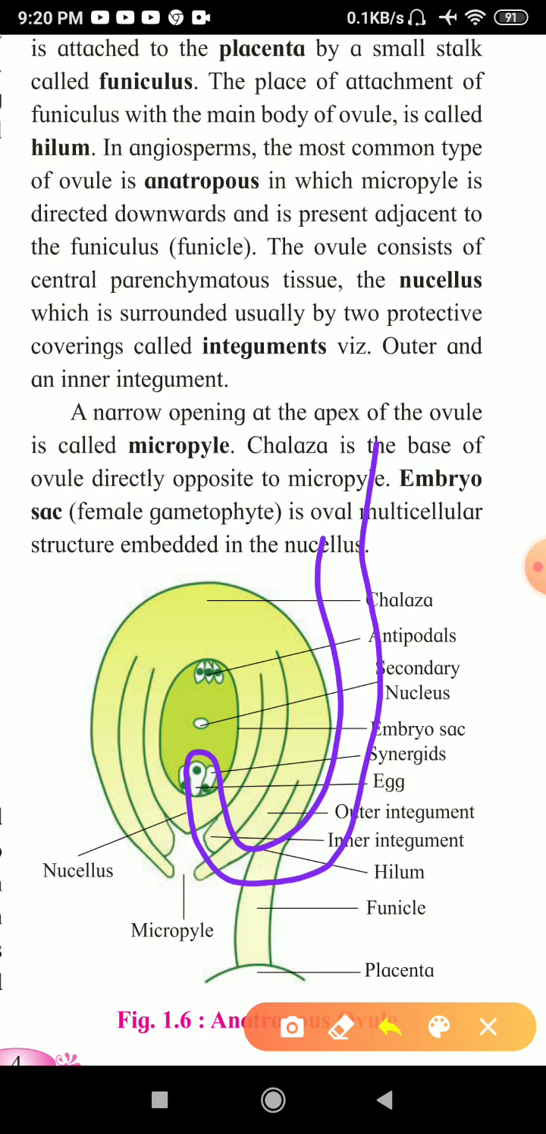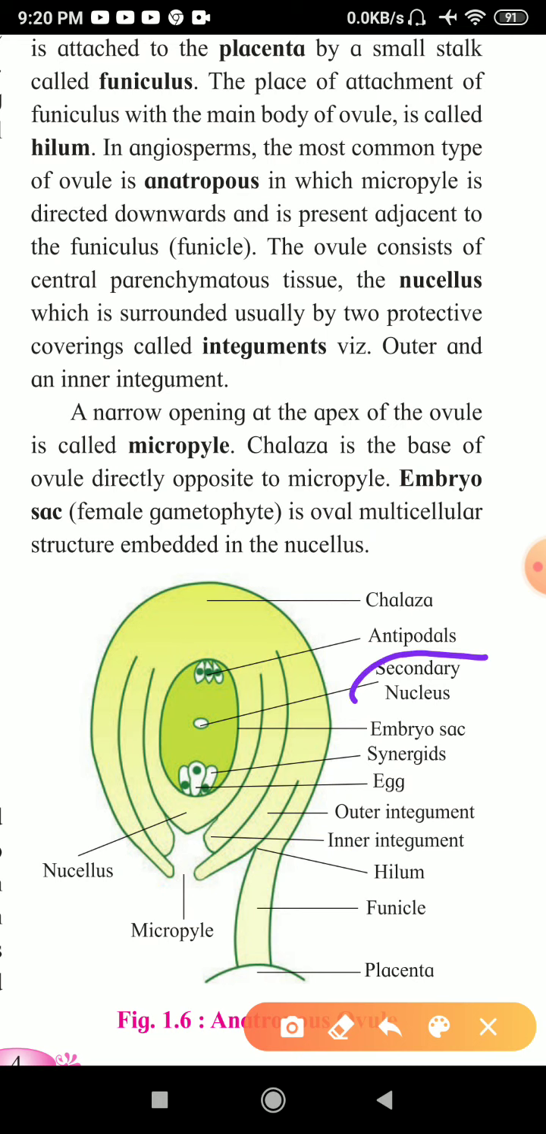Actually, this secondary nucleus is a fusion of two nuclei. So there are two small nuclei in the secondary nucleus, and as the ovule matures, those two nuclei fuse with each other, and after their fusion they form the secondary nucleus. This secondary nucleus participates in the second fertilization.